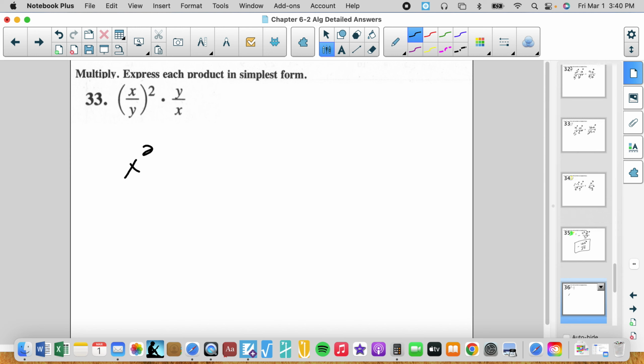X squared times y squared times y over x. Now we do exponents before multiplication. Now we cancel, and that's going to cancel, and that is left. That leaves us with x over y.